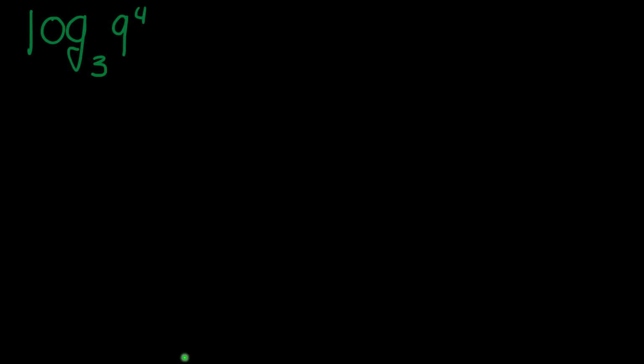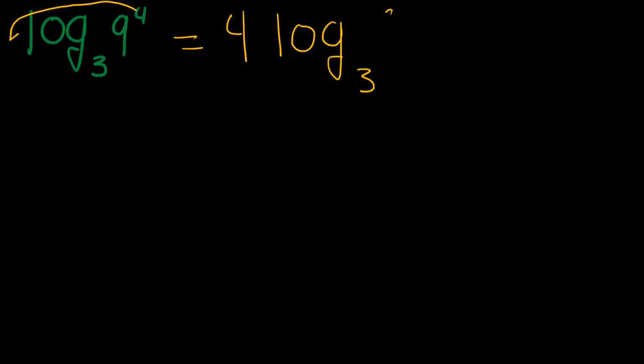So in this example, I have log base 3 of 9 to the 4th power. First thing I want to do is use the power rule and rewrite the equation. So we can bring this 4 all the way to the front. So in other words, we can rewrite this equation as 4 times log base 3 of 9.